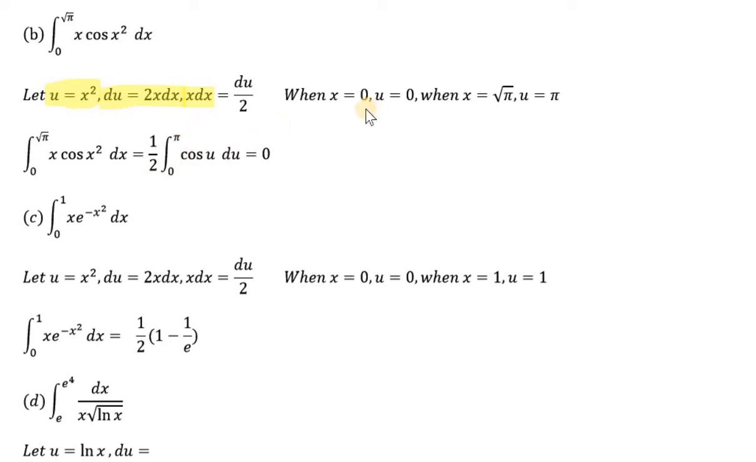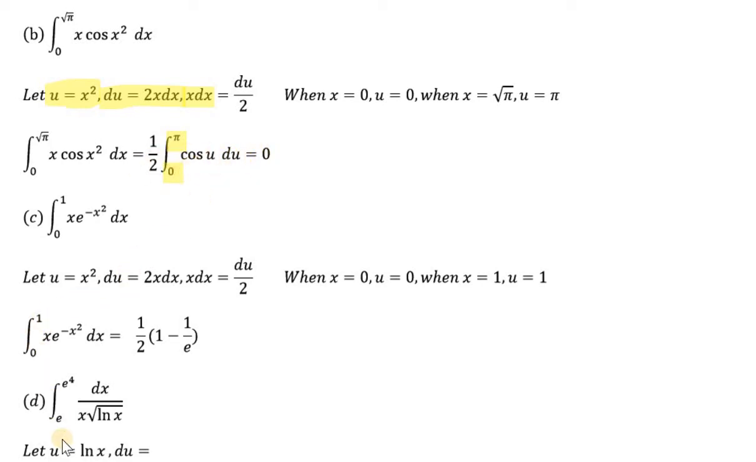We need to change the boundary as well. When x is 0, the lower boundary, u becomes 0. For the upper boundary, when x is square root of pi, u becomes square root of pi squared, which is pi. We need to change the boundary as well. Okay, so this is incomplete work.